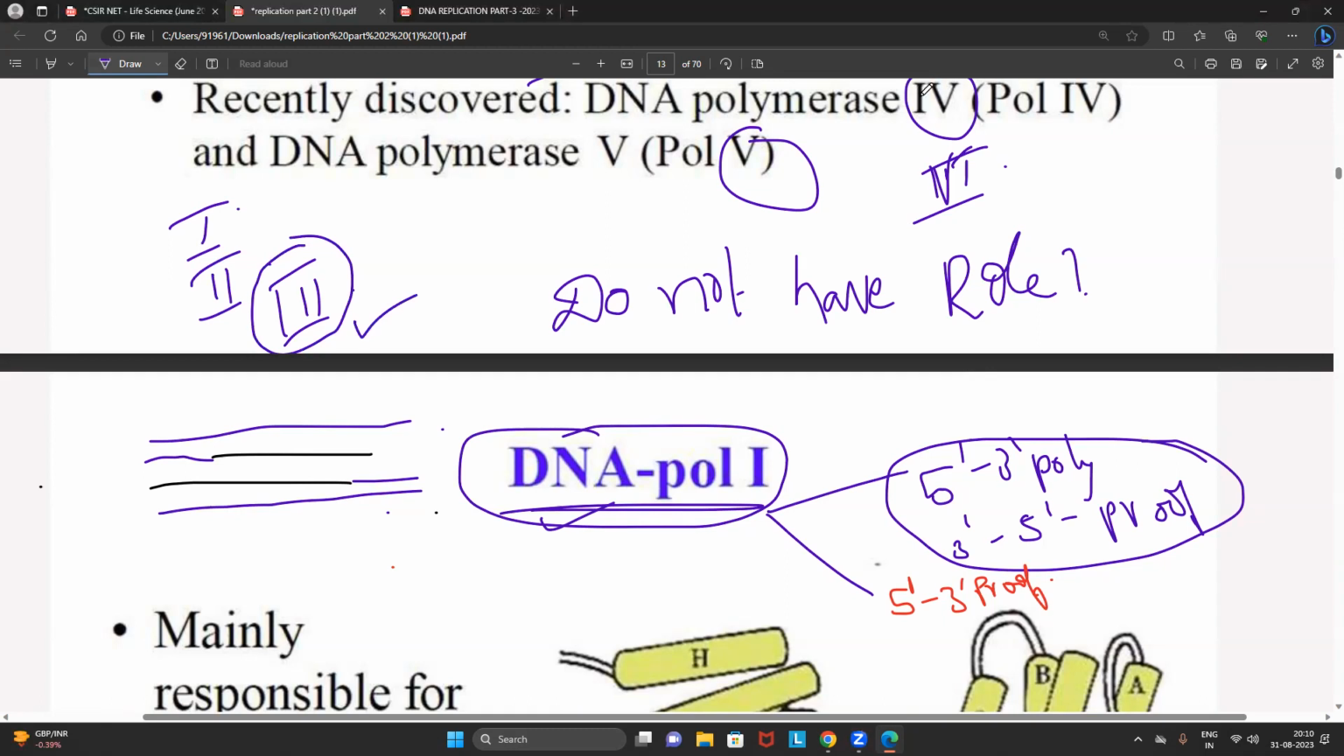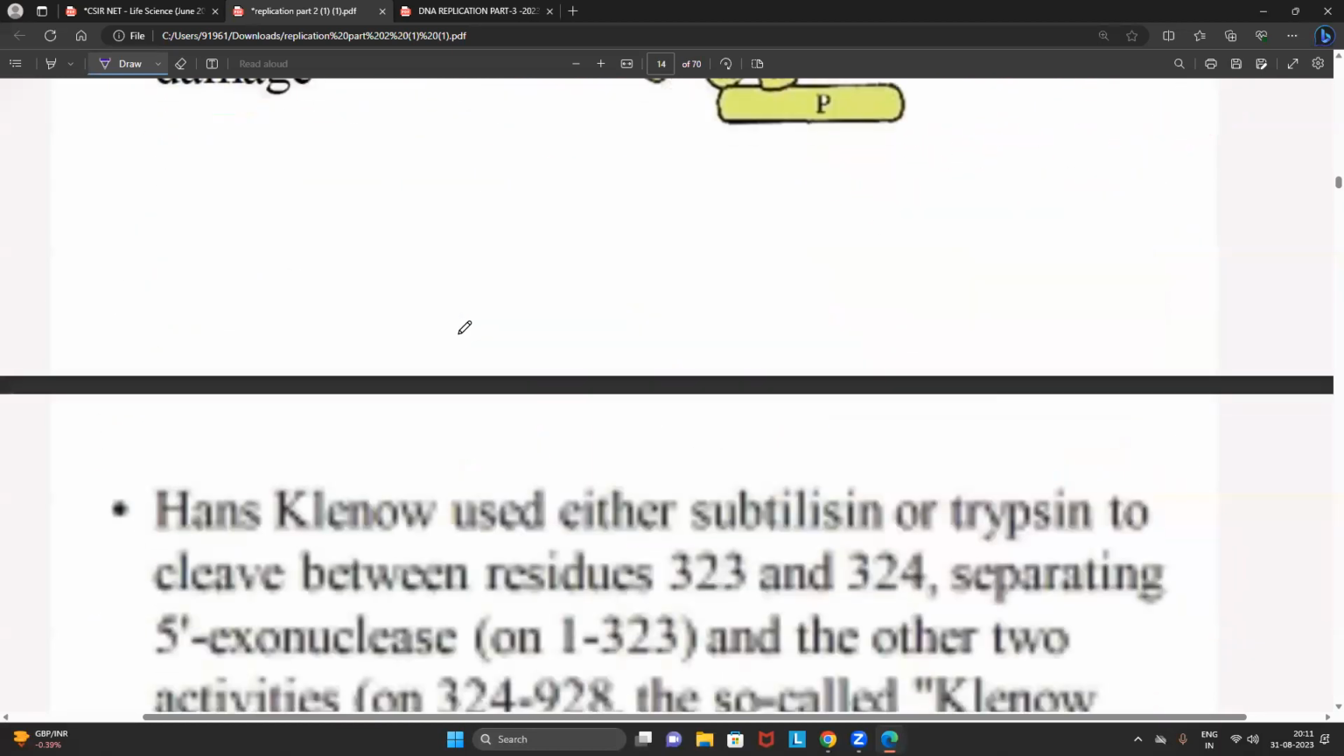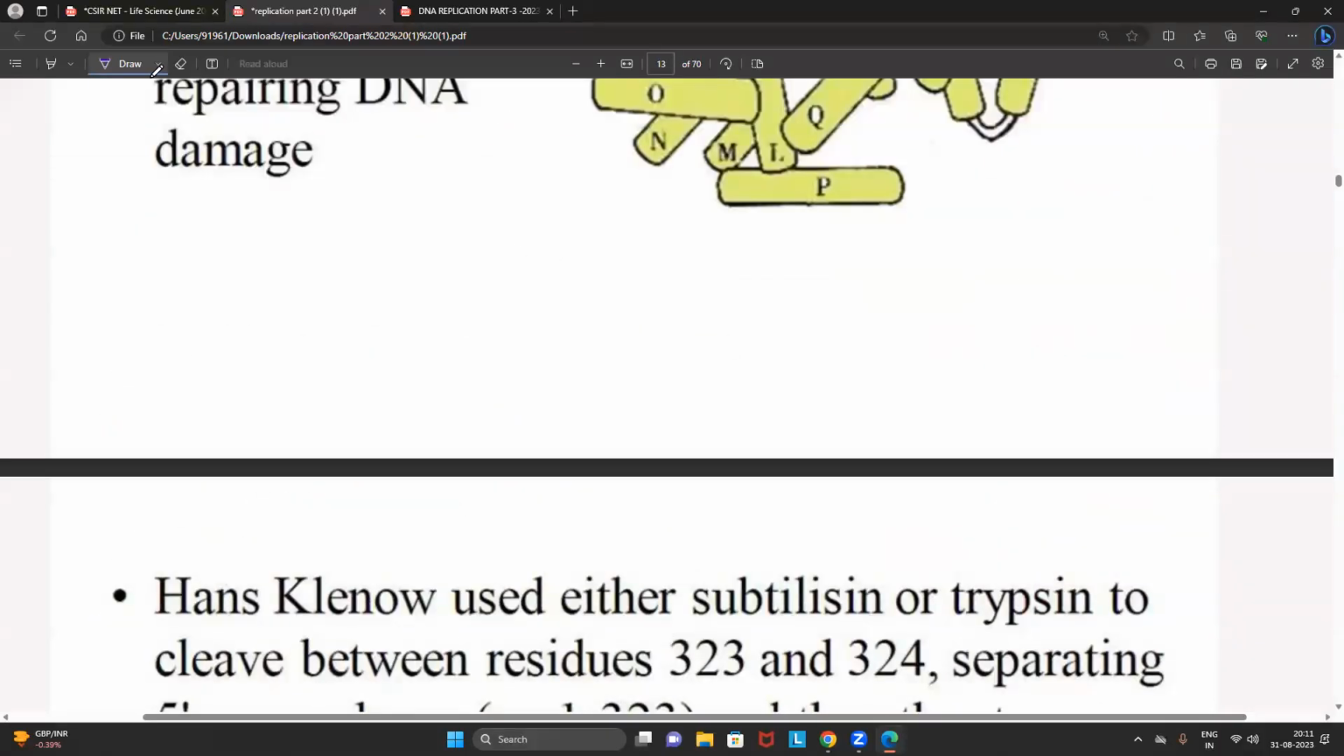The major enzyme which is involved in the DNA repair mechanisms is polymerase 1. Polymerase 2 is also involved in the DNA repair mechanism, but it is less accurate and less efficient compared to Pol1. So, all the students, listen, I will summarize the functions of polymerase 1. Polymerase 1 will do the polymerization in 5' to 3'.